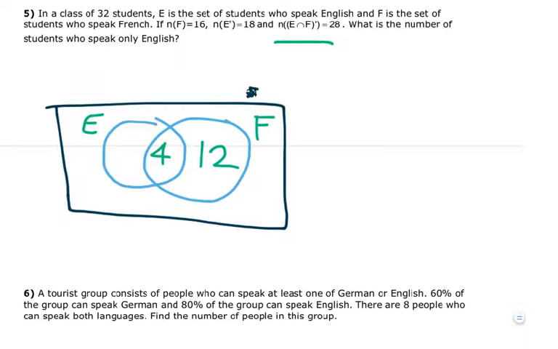It then says the number of people who do not speak English is 18, so if you've got 12 already here, that means we must have an additional 6 outside here. And then if we add those up, then 6 plus 4 is 10, plus 12, 22. That means that we must have a remaining 10 students in here to have a total of 32. Meaning that the answer in our question, how many students only speak English, is 10.